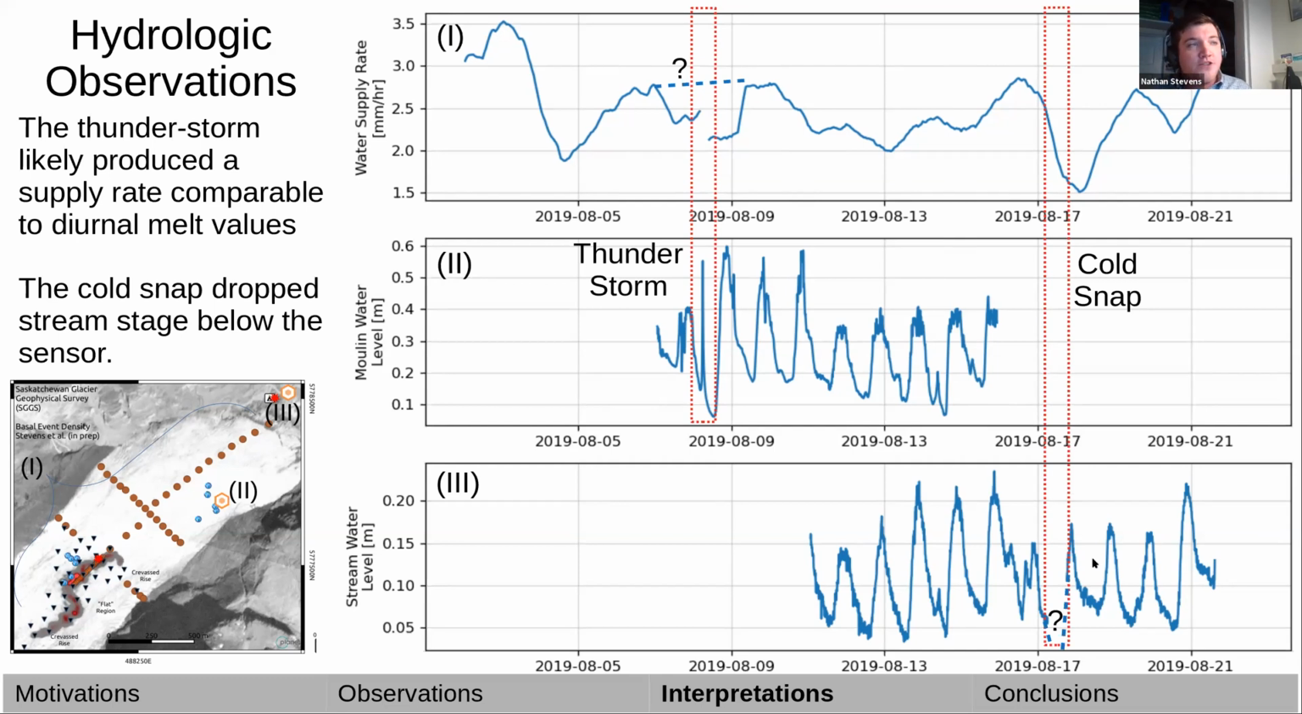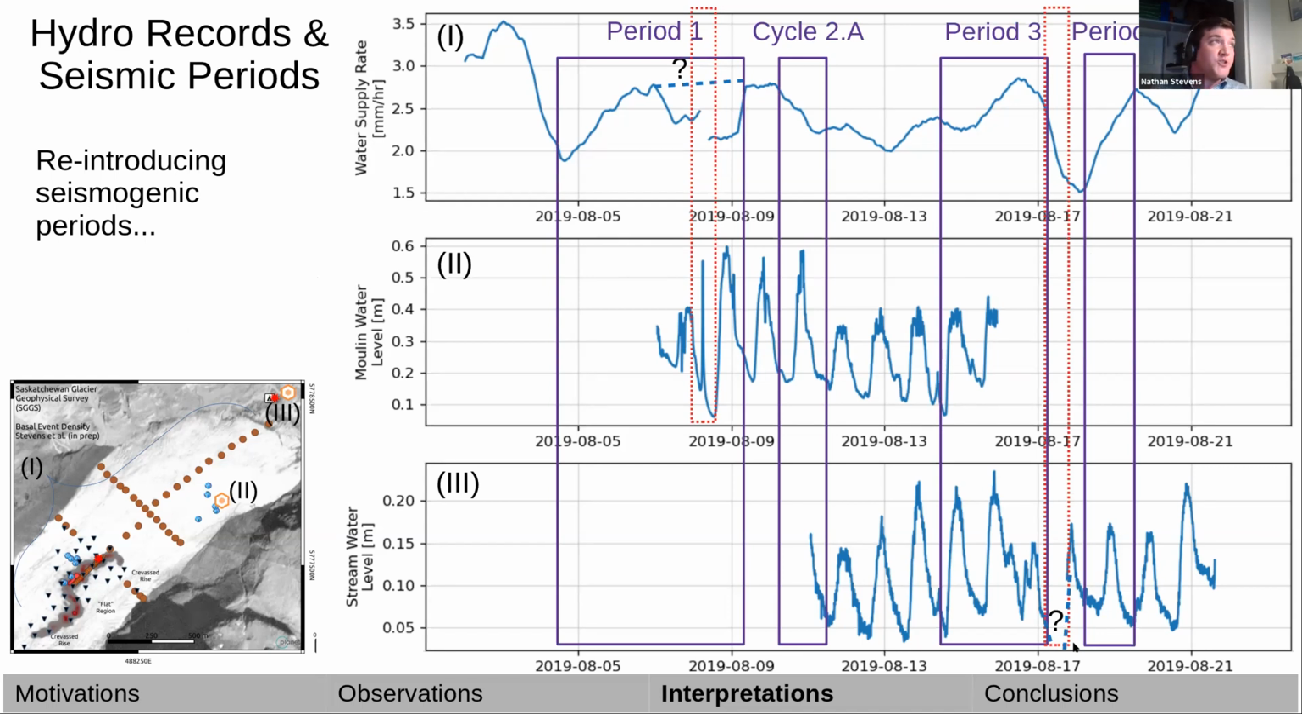And then down here for the stream, we had a cold snap, and the stream transducer became exposed in the air, so we lost the record there, but it's likely a very low water stage. So we can set our seismic cycles back on top of this, and we can start to interpret where we get common trends through our hydrology.